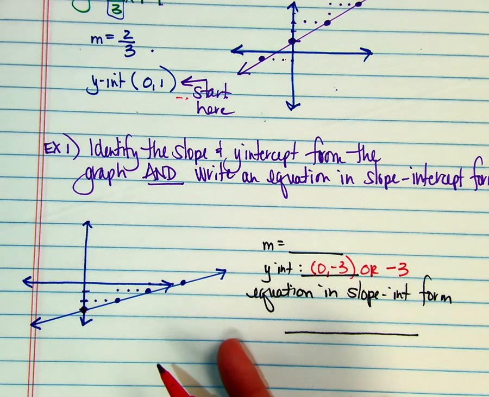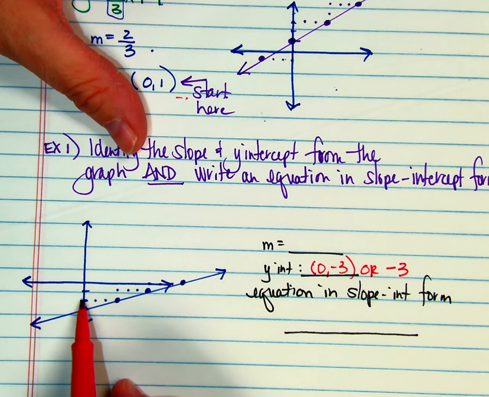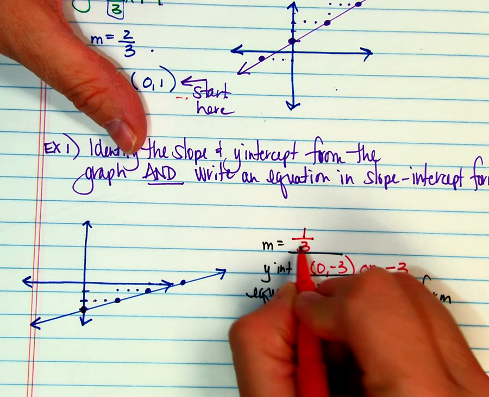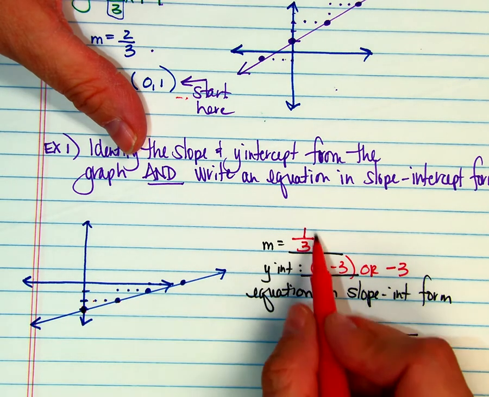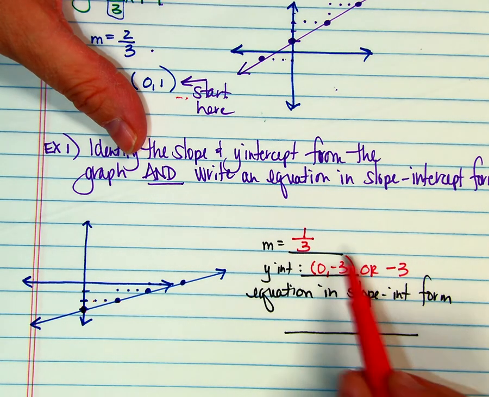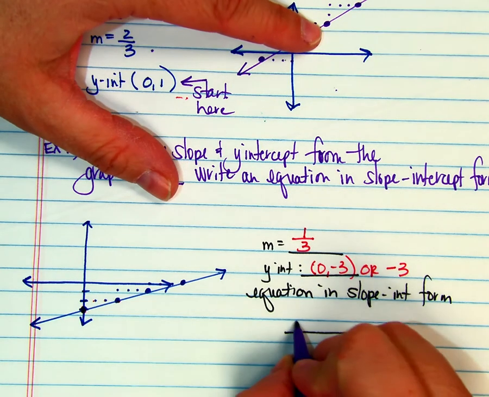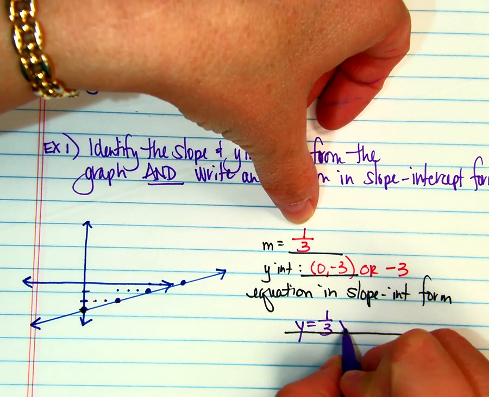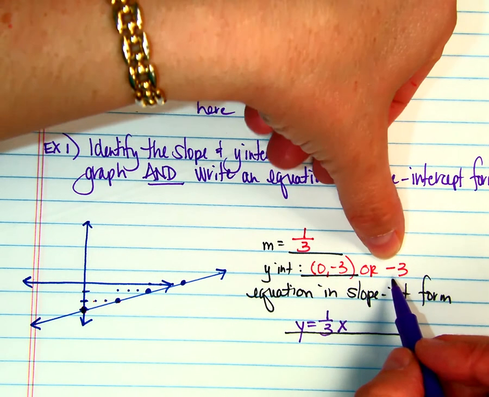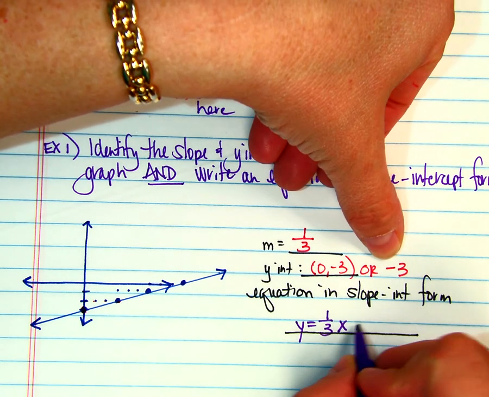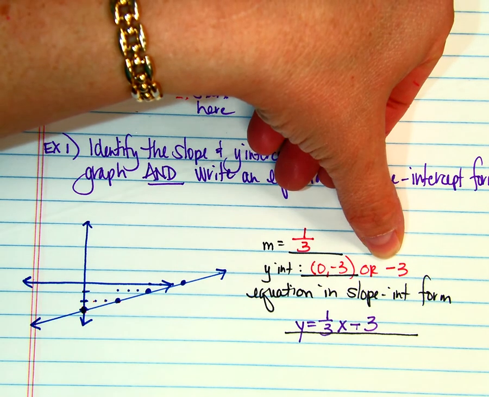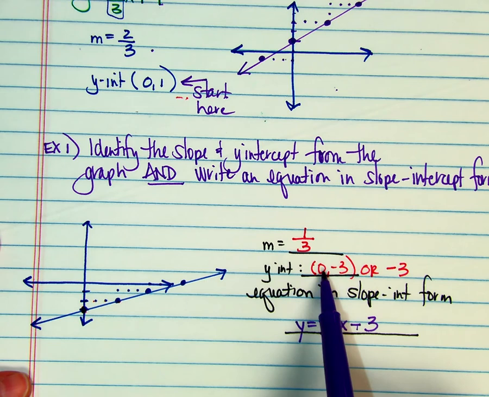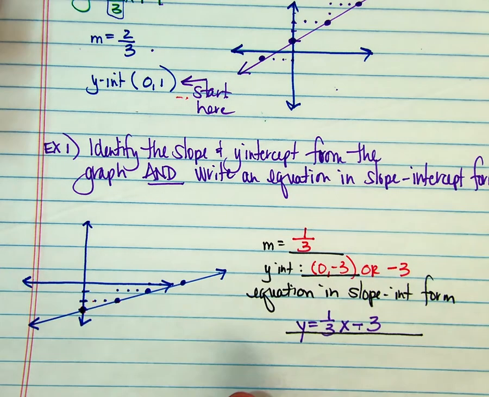For the slope, I'm going to count my boxes like I have learned. I'm going to go up 1 and 1, 2, 3. So up 1 and to the right 3. This is a positive slope. And then I'm going to put these two together in an equation. y equals m, which is 1/3, x plus b. Whether you write plus a negative 3, I prefer just a negative 3. So given a graph, you can identify the slope, y-intercept, and write the equation.